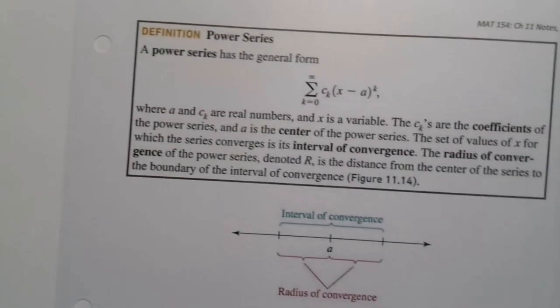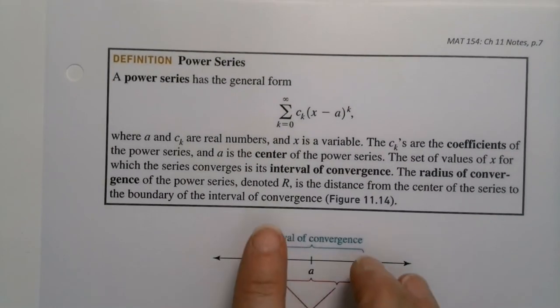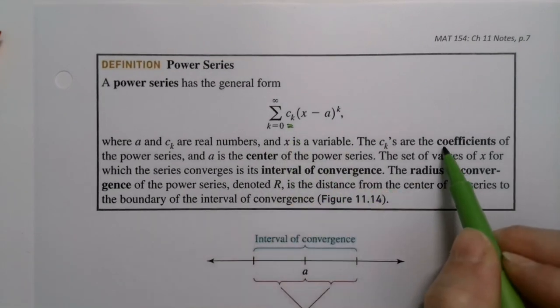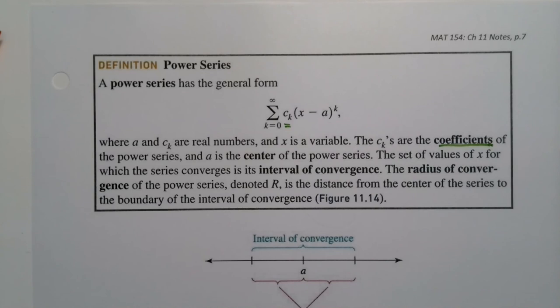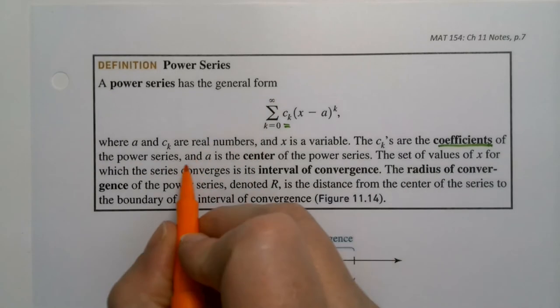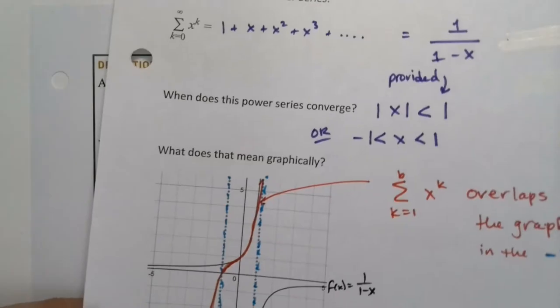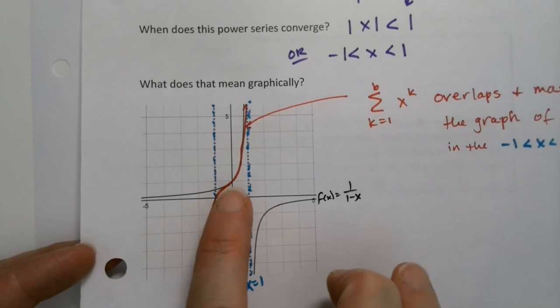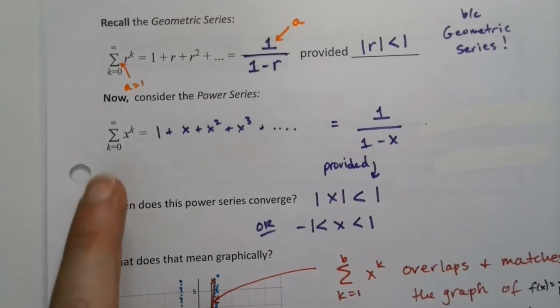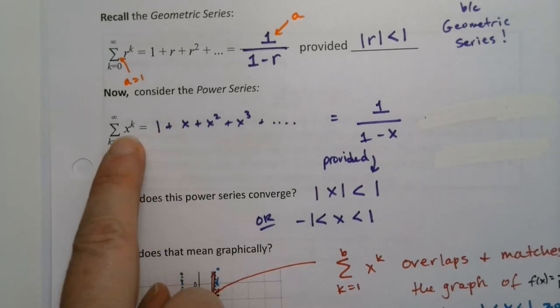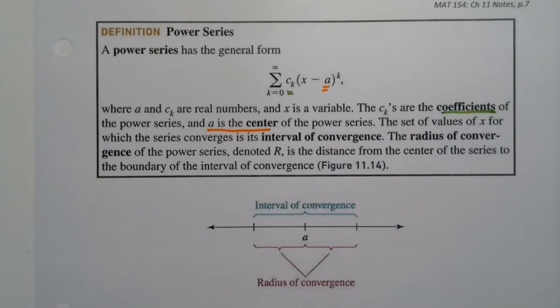Okay, so when we have a power series in the form from 0 to infinity of c sub k, c sub k is just the coefficients of the power series. A is the center, right? You can see the center in our particular graph was at 0, because if you look at the interval, the center of that interval is 0. And you can tell because you don't see a parentheses right here. It's not x minus 2 parentheses squared. It's just x to the k, instead of x minus 2 to the k.